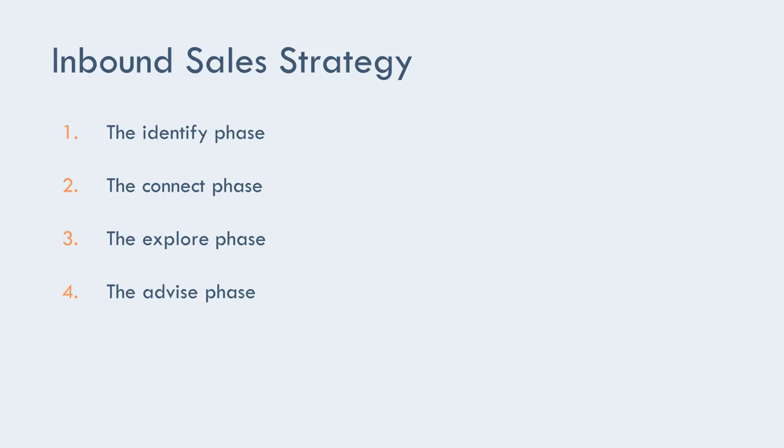To recap, your inbound sales strategy will flow through 4 phases: identifying potential buyers, connecting with them, exploring their needs, and then advising them on a path forward. Throughout all 4 of these phases, your top priority should be providing a helpful human experience to your prospects, guiding them on a path that leads them to success.